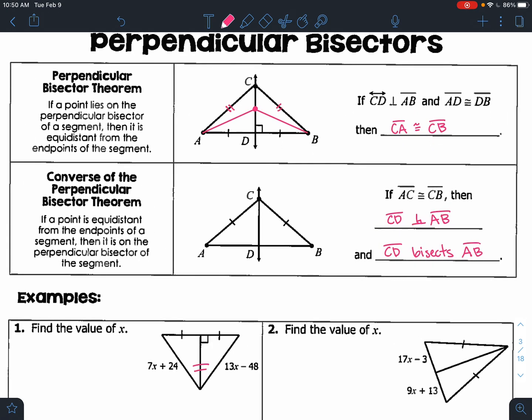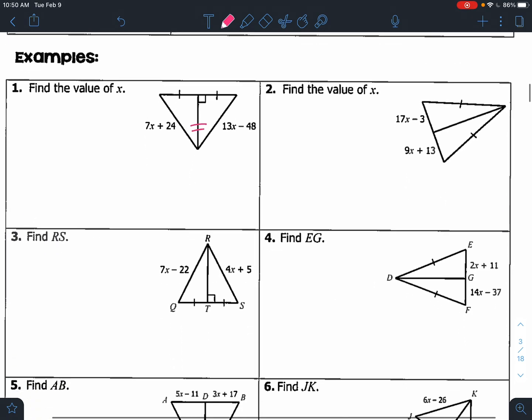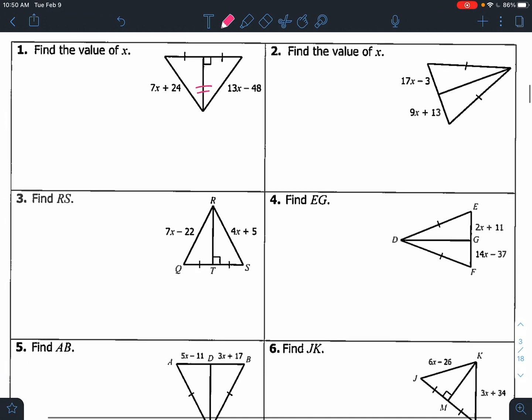The converse of that tells us that if we know that CA and CB are congruent, then we know that CD is the perpendicular bisector of AB. So we know that CD and AB are perpendicular, and we also know that CD bisects AB. Now, these examples here are just basic algebra problems. You set them equal and you solve them based off of these being perpendicular bisectors. I'm going to skip these because I know that by this point you guys are really good at solving equations for a variable, and I want to get down to the good stuff.